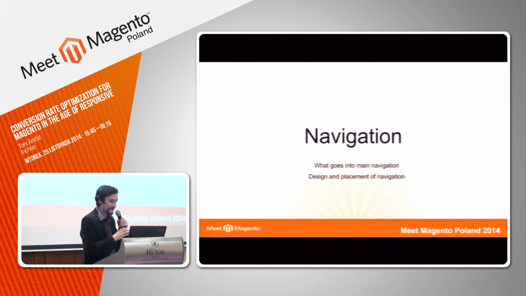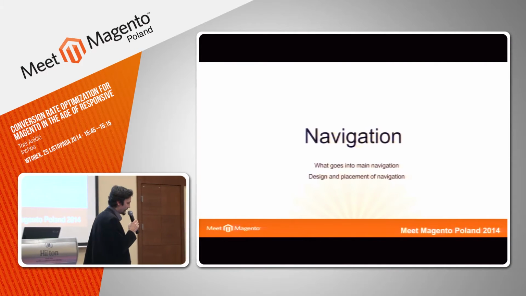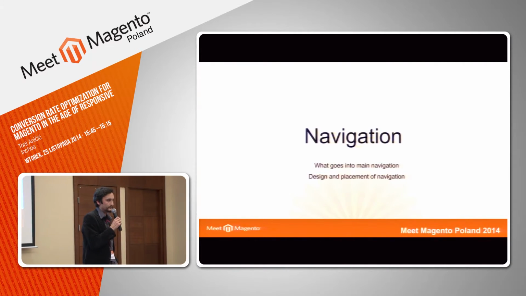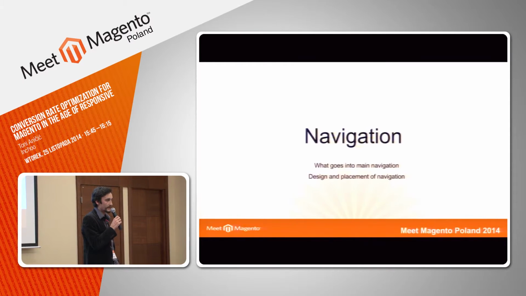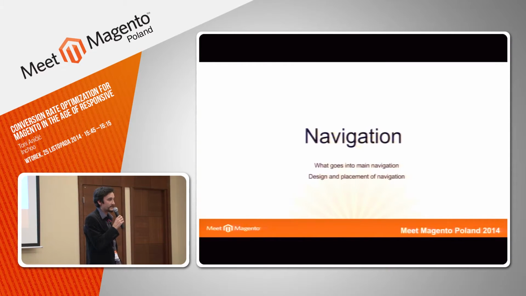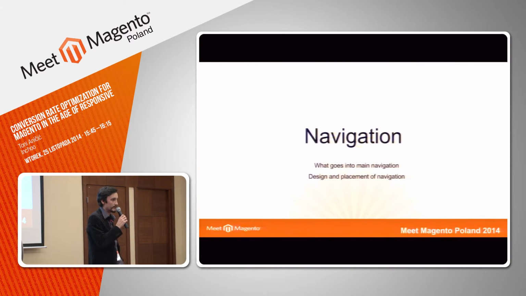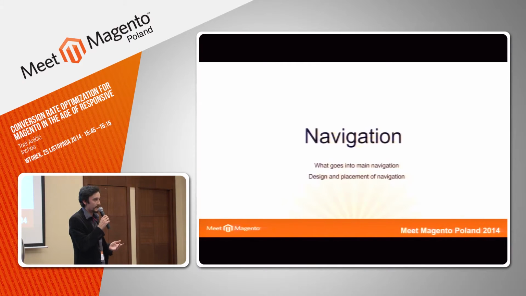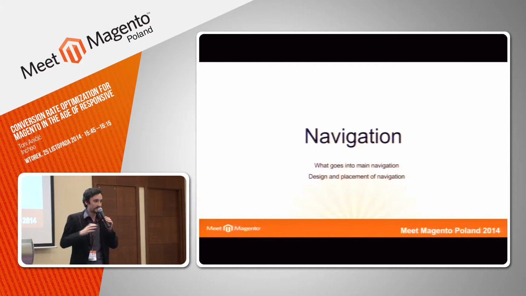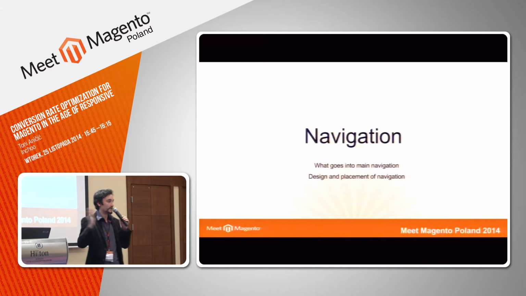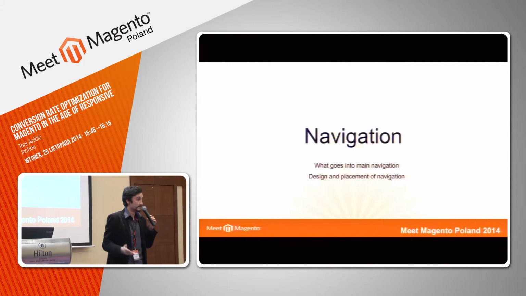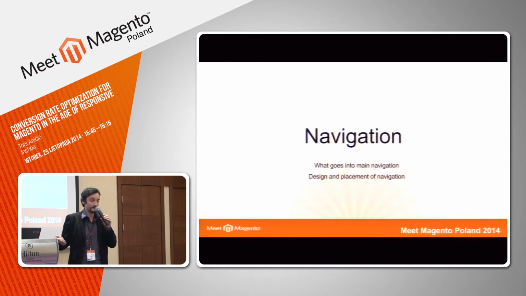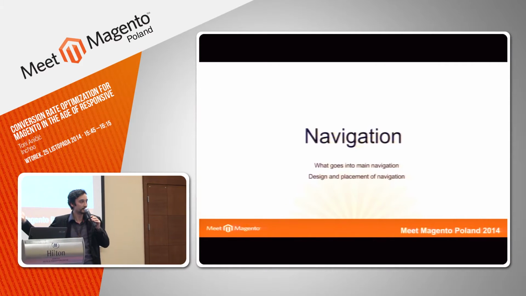Navigation, you want to test what goes into the main navigation. For example, I've seen stores that have certain products that make like 50% of their sales. There's one product that's so important for this store that it makes 50% of the sales, but that product is not in the main navigation because they look at the main navigation as a category-based navigation, and they can't put a product in there. It makes no sense. Well, it does. It does. If it's 50% of your sales, put that product into the main navigation.